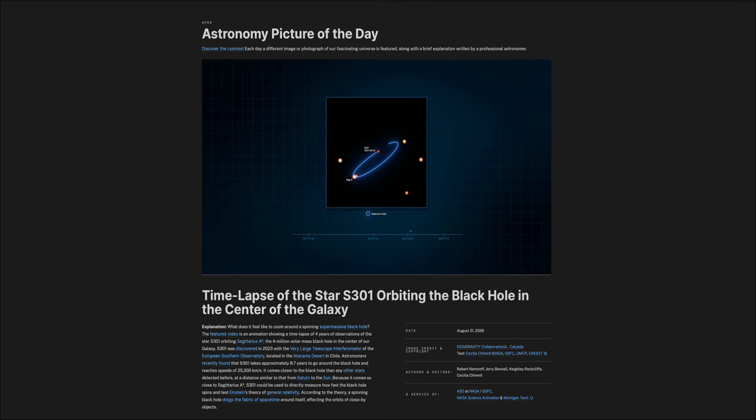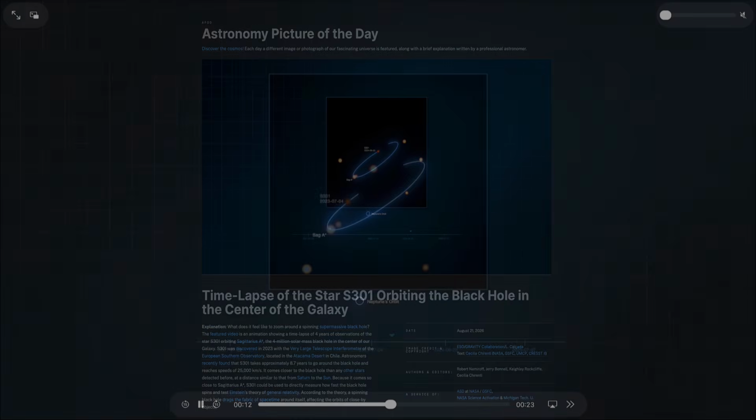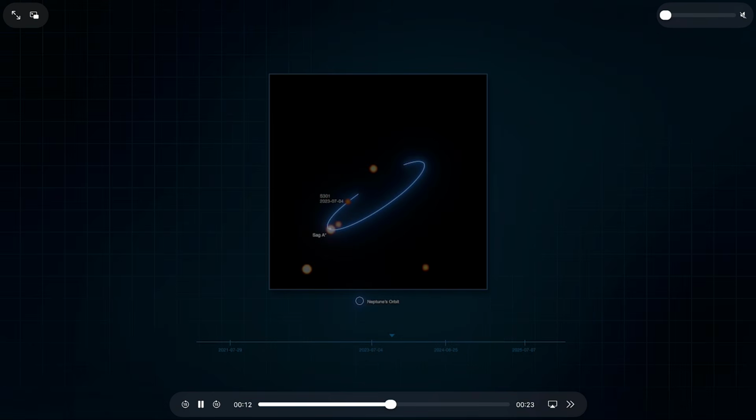Today's picture is titled Time Lapse of the Star S301 Orbiting the Black Hole in the Center of the Galaxy. So, what do we see here? Well, here we're going to be watching an animation showing the orbit of a star known as S301 as it orbits around the black hole at the center of our galaxy.